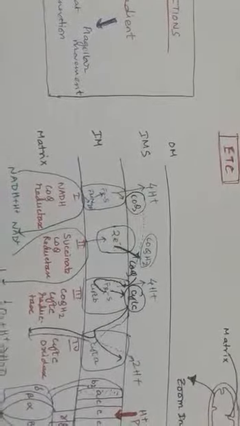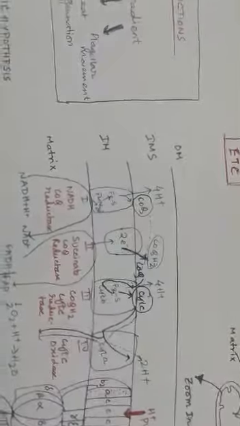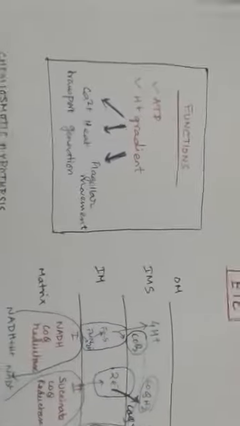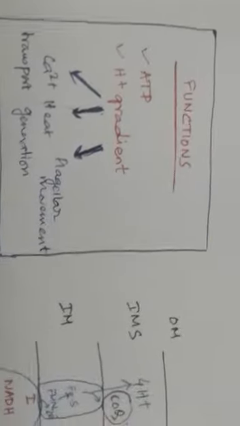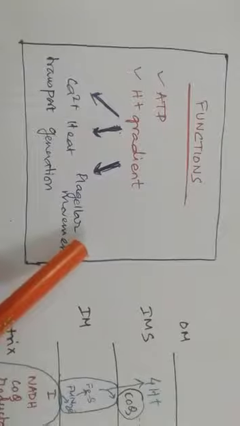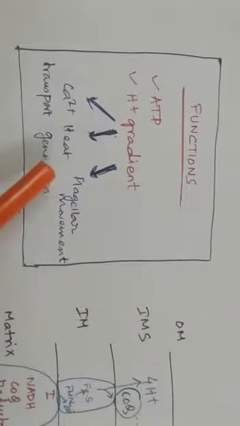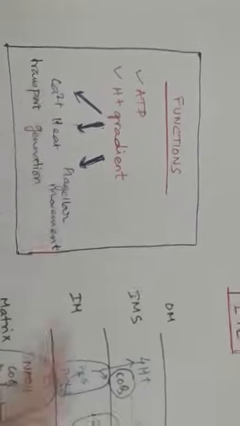Today we are going to focus on ETC, which occurs in mitochondria. So ETC basically has these functions. It helps in generation of ATP. It helps to create proton gradient, which again helps in flagellar movement in prokaryotes, heat generation and calcium transport.